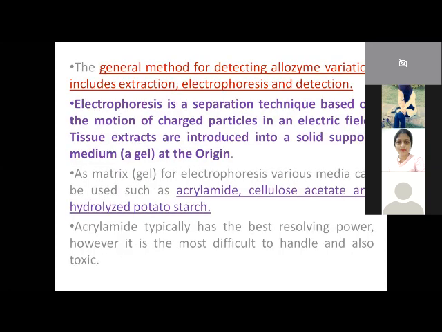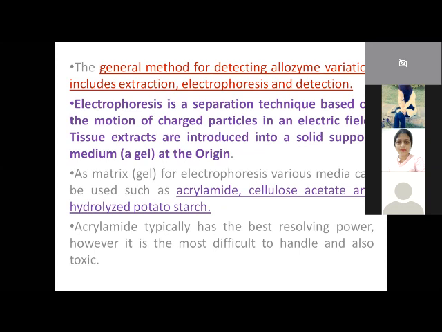The general method for detection includes extraction. You have to prepare a sample, which may be any biological fluid, such as blood or peritoneal fluid, or a tissue extract made by macerating the tissue. Then you filter that sample, and it is applied on a matrix or gel, followed by electrophoresis.